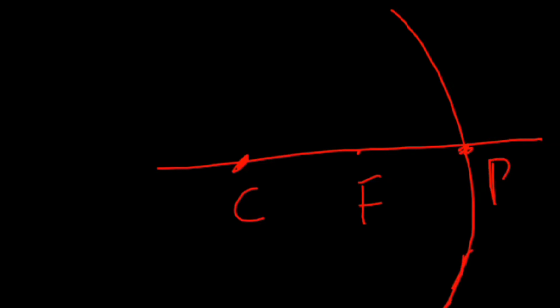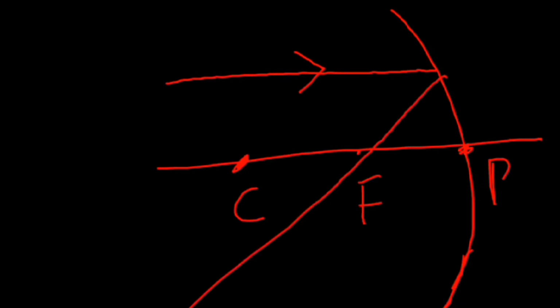When the incident ray of light moves parallel to the principal axis and strikes the mirror, then the reflected ray will pass through the point of principal focus. Okay? Now, let's see the next rule.